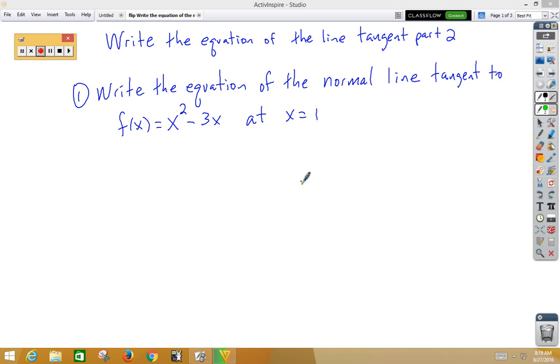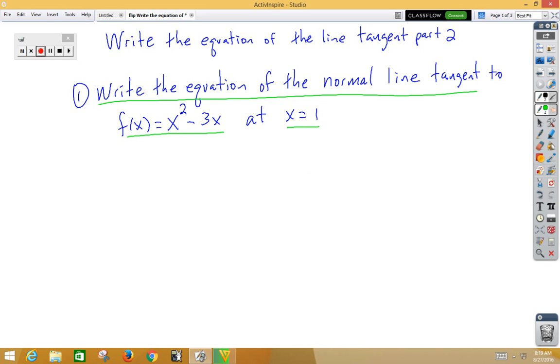In this video, we're going to learn how to write the equation of the normal line tangent to a function at an x value. So in our first example, we're trying to write the equation of the normal line tangent to the function x squared minus 3x at the value x equals 1. So in order to write that equation, we're going to need a slope and a point.